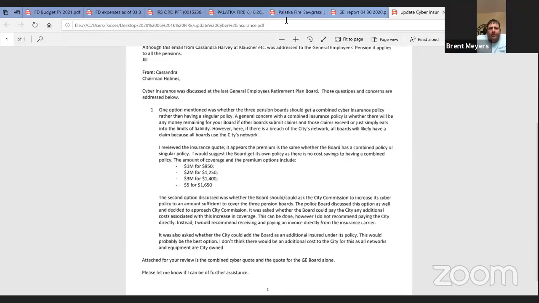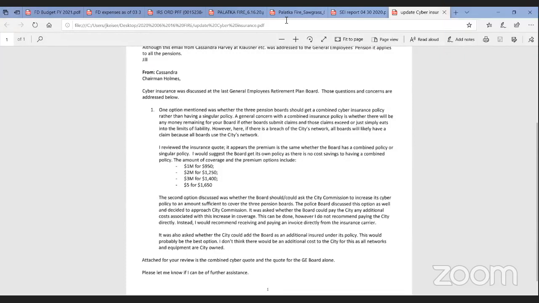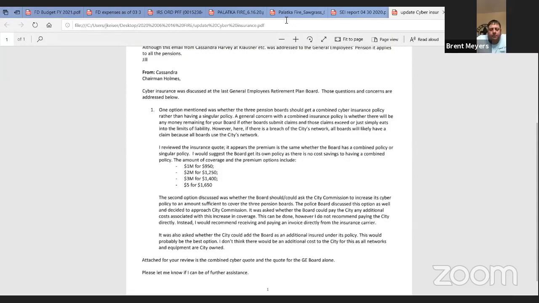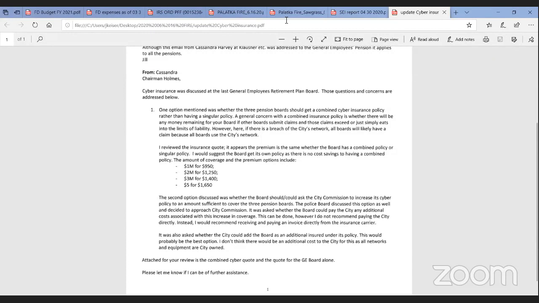As of right now, the city's already made their contribution for this fiscal year to the pension board, right? The city contributes monthly based on the salaries. It contributes its money to the pension monthly, but if it's being reimbursed by the pensions, there's no cost to the city of increasing their policy immediately.